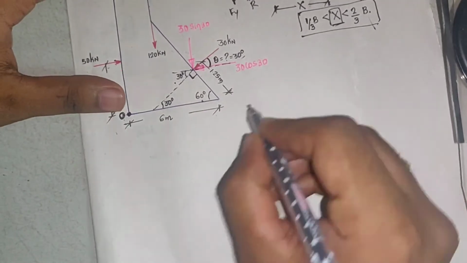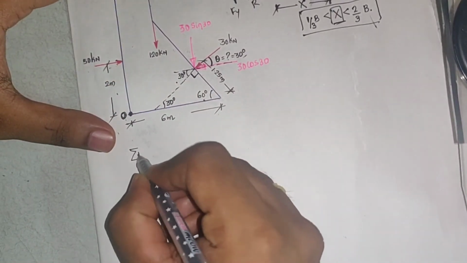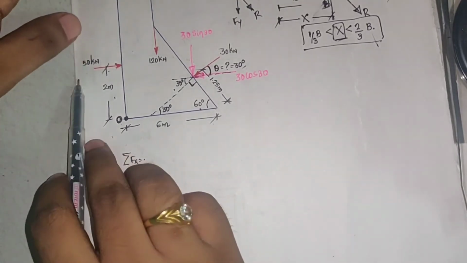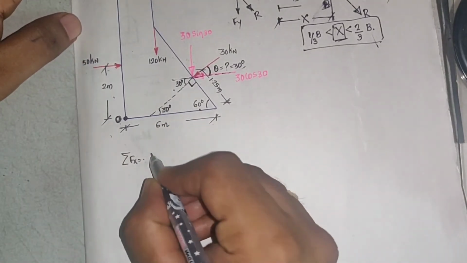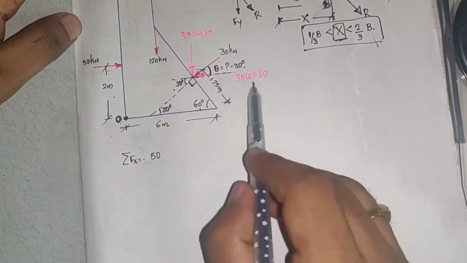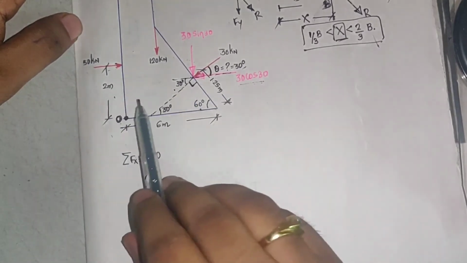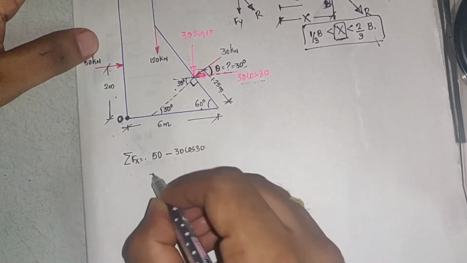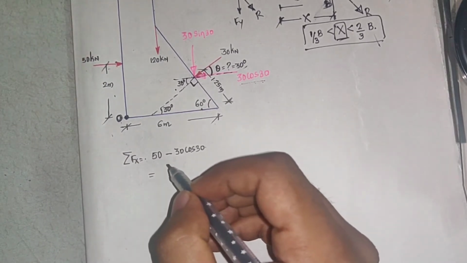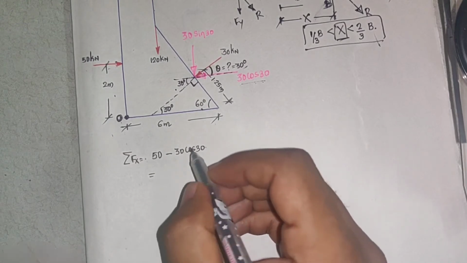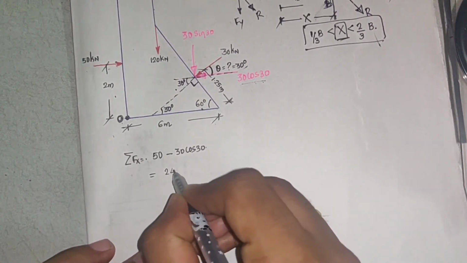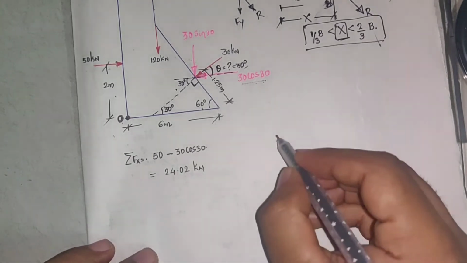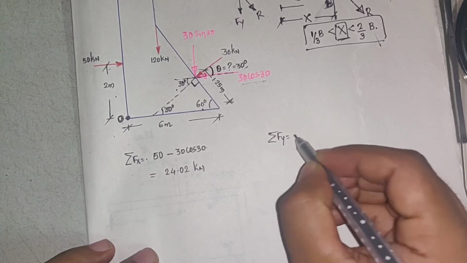First we will find summation Fx equal to, what are the forces acting in the x direction? This 50 kilonewton is acting rightwards, so this is plus 50, and this 30 cos 30 is acting leftwards, so this is minus 30 cos 30. So we'll get summation Fx equal to 24.02 kilonewton.